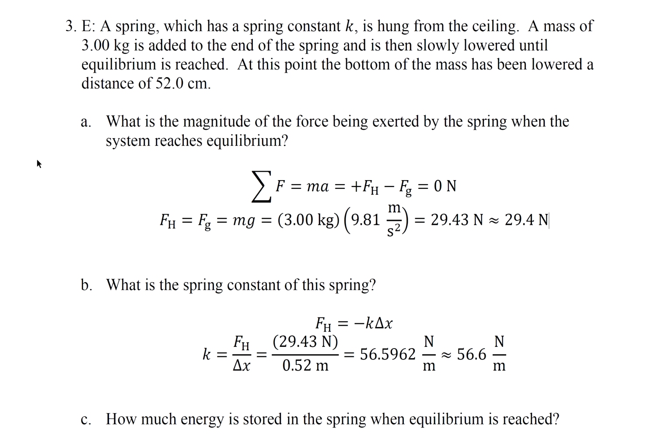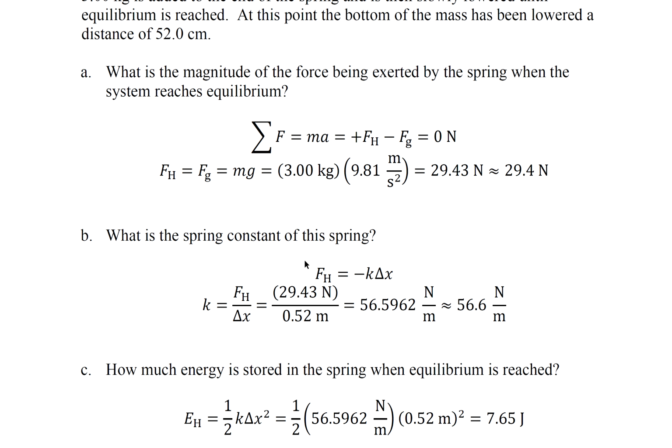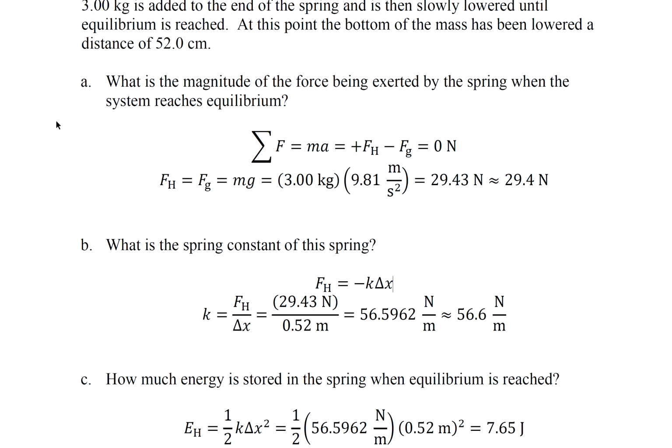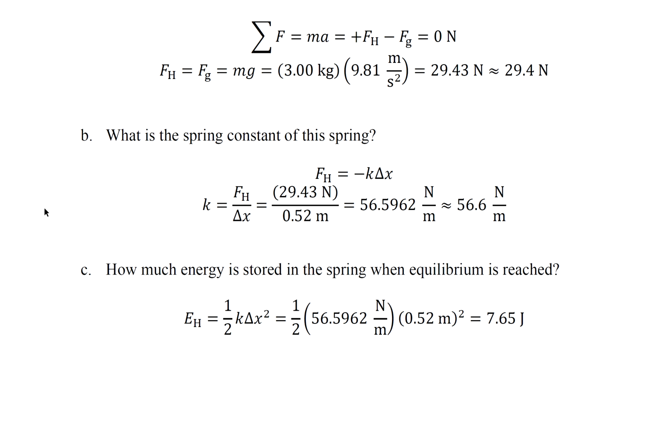Part B. What is the spring constant of the spring? F is equal to K delta X. Don't worry about the negative sign because we know that K is always going to be positive. So plug in the values, we get about 56.6 newtons over meter. Part C. How much energy is stored in the spring when equilibrium is reached? Energy is 1/2 K delta X squared. 7.65 joules.